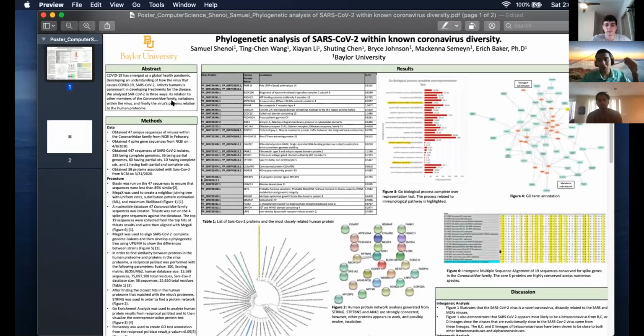As we're all aware, COVID-19 has emerged as a global health pandemic. Developing an understanding of how the virus that causes COVID-19, SARS-CoV-2, infects humans is paramount in developing treatments for the disease. We analyzed SARS-CoV-2 in three ways. First, an intergenetic way, where we looked at SARS-CoV-2's relation to other members of the coronavirus family. Second, an intragenetic way, where we looked at variations within the virus. And finally, we looked at the virus's proteins' relation to the human proteome. So that was our network analysis.